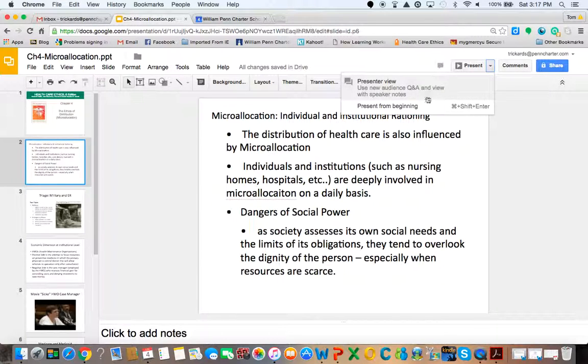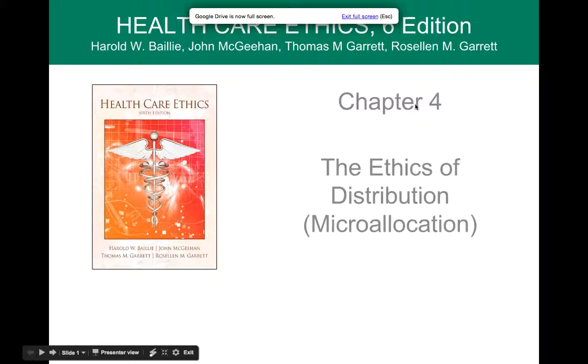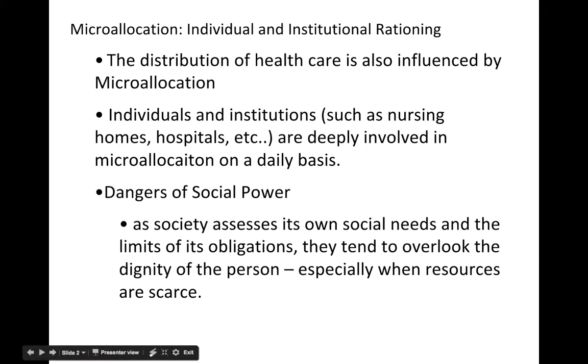In our final lecture here on distributive ethics, I want to look at the section on microallocation. Microallocation is just the reality in which the healthcare system really is unable to provide for all of the possible needs and desires of patients. So there is a consistent need to distribute healthcare in a limited way, in a micro allocation way.